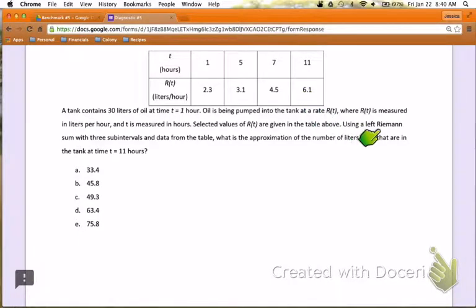Use a left Riemann sum with 3 subintervals and data from the table. What is the approximation of the number of liters of oil that are in the tank at time equals 11 hours? Okay, this problem probably looks familiar.